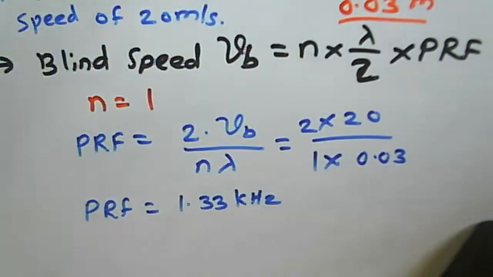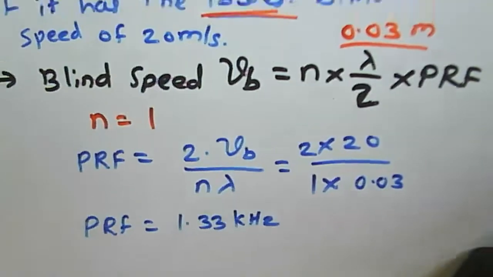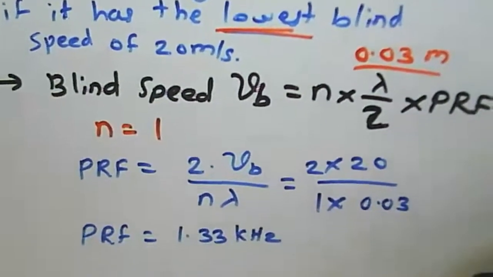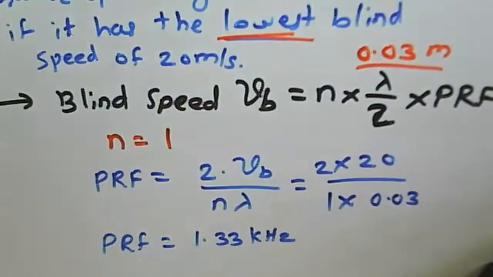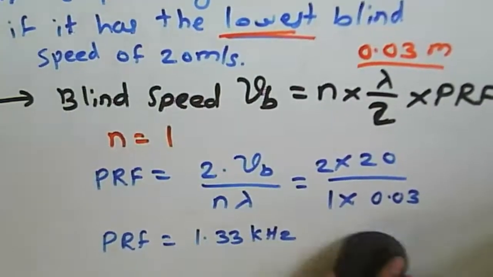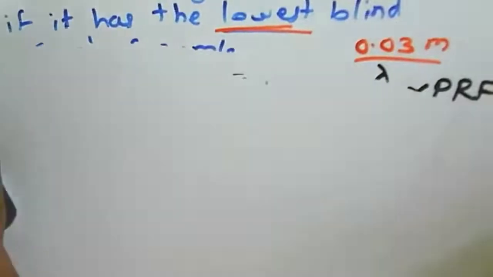Okay, you can put in the values and get the pulse repetition frequency equation here. From this blind speed, we can find out what PRF is required. Generally, we consider the highest PRF to get the range proper here. Now next, we need to solve another one.